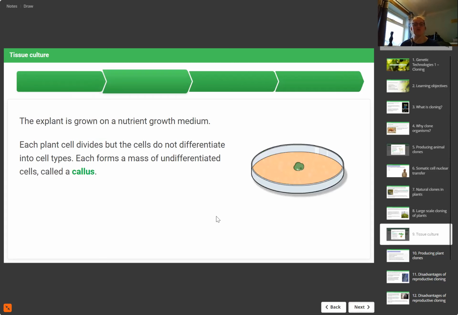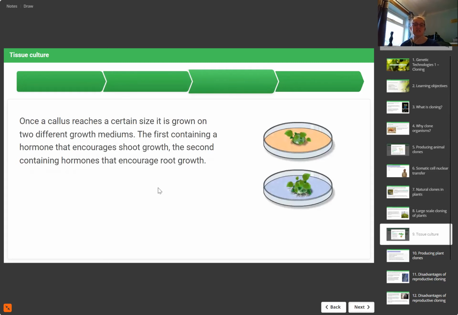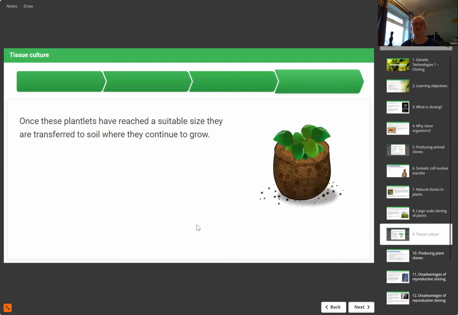This explant is then grown on a nutrient growth medium. Each plant cell divides, but the cells do not differentiate into cell types. Each forms a mass of undifferentiated cells, and we call this a callus. Once the callus reaches a certain size, it is grown on two different growth mediums. The first one will contain a hormone that encourages shoot growth, and the second contains hormones that encourage root growth. Once these plants have reached a suitable size, they are then transferred to soil where they can continue to grow.